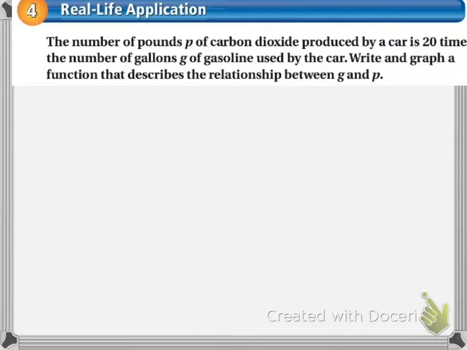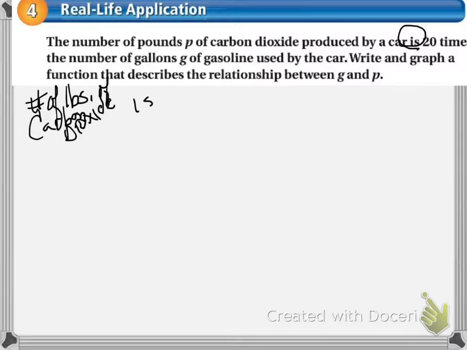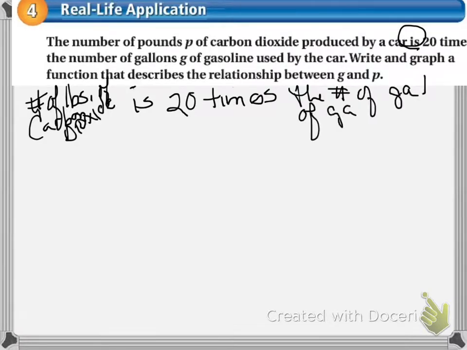The number of pounds, I'm going to abbreviate pounds, of carbon dioxide, that is produced by a car is, which is, we know an equal sign, and then we have 20 times the number of gallons of gas used. So how do we make an equation from that?